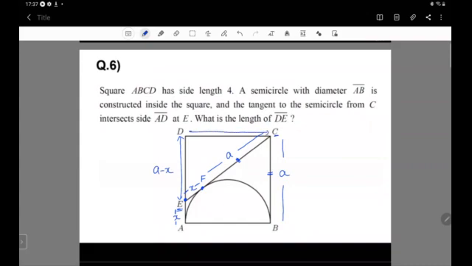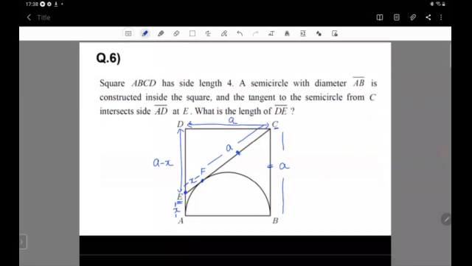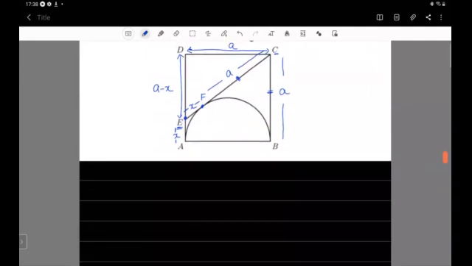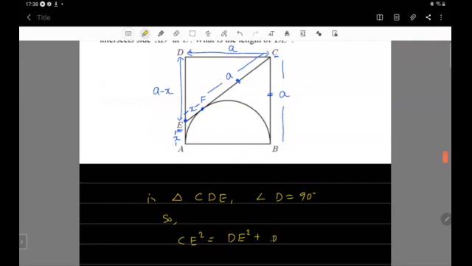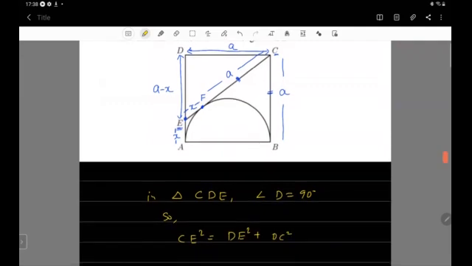What is DC? Look, this is a square, right? So the side length is going to be constant. It should be A. Now look at the right angle triangle CDE. Angle D is 90 degrees. So we can apply Pythagoras. Obviously, we know that CE square is going to be equal to what? DE square plus BC square. Pythagoras, you all know about Pythagoras. And do we have these side lengths? Yes, in terms of A and X.